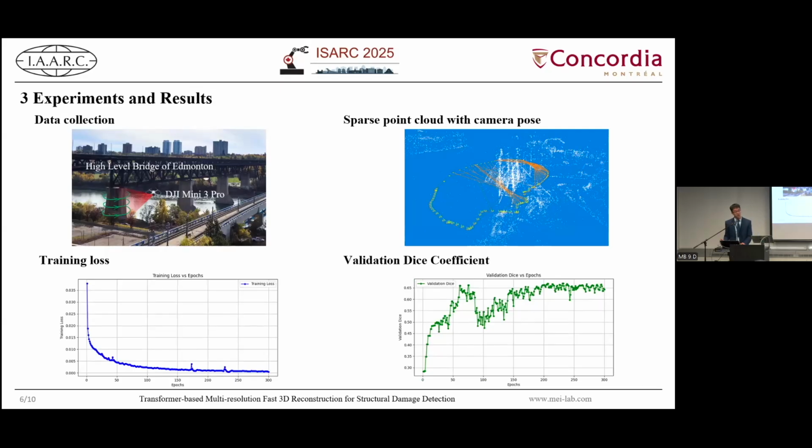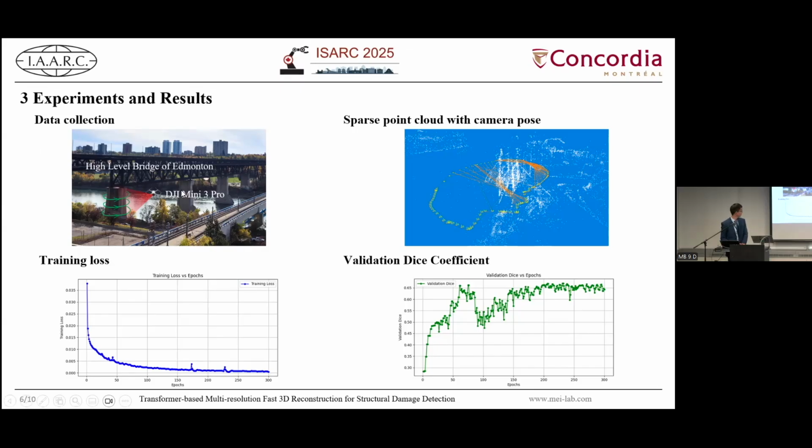To validate our proposed method, we conducted a few tests on the High Level Bridge of Edmonton in Alberta. It's a bridge around 100 years old, and it serves both train and vehicle traffic, which makes it a perfect candidate for testing real-world structural inspection in a complex environment. So we use the DJI-3 Pro.